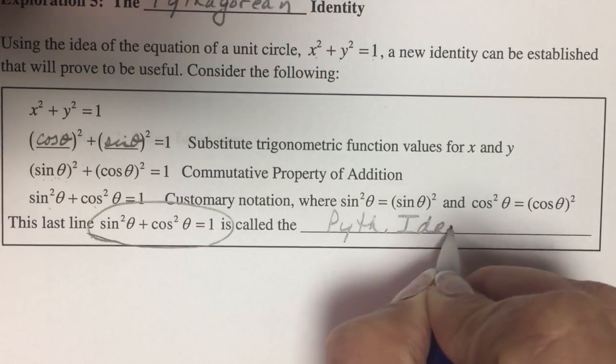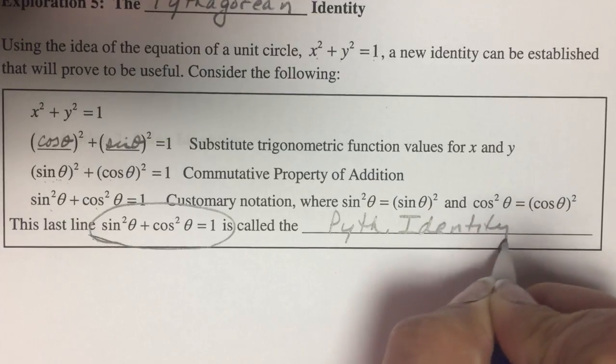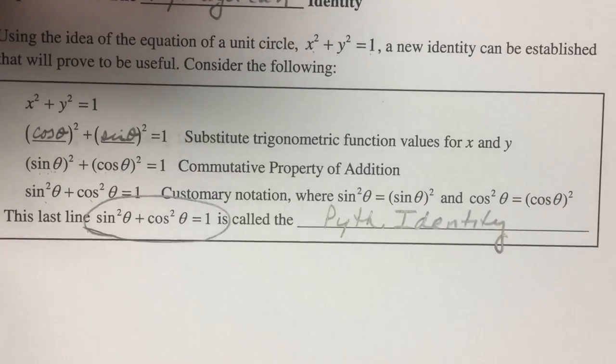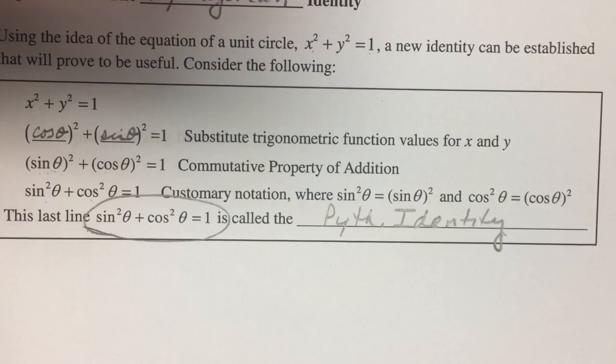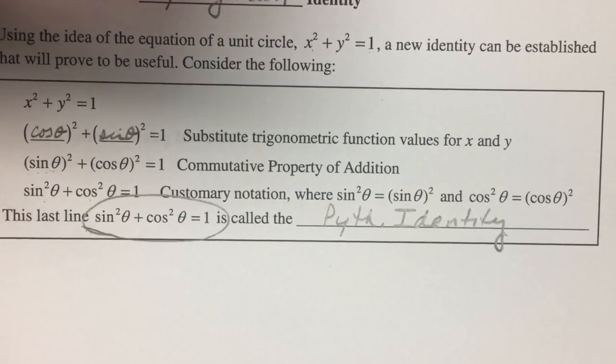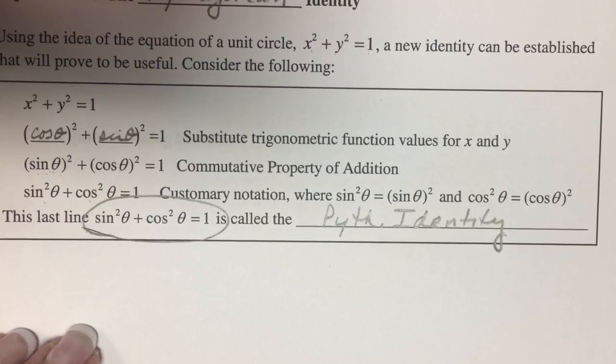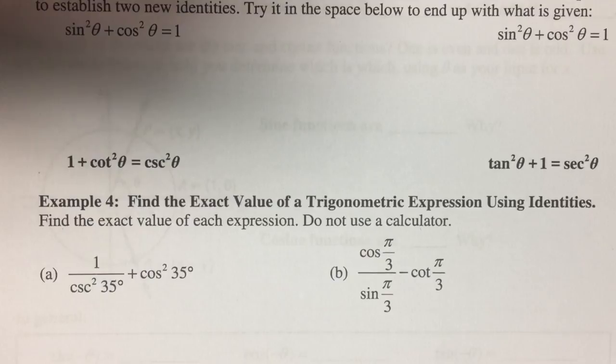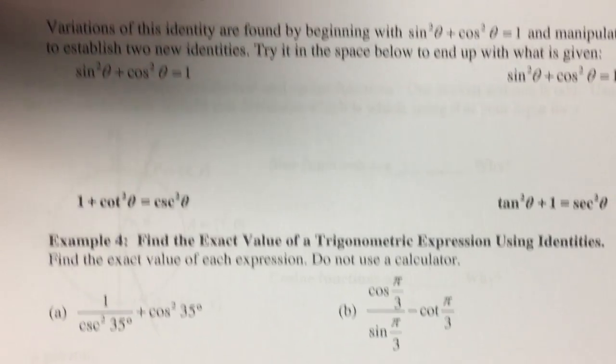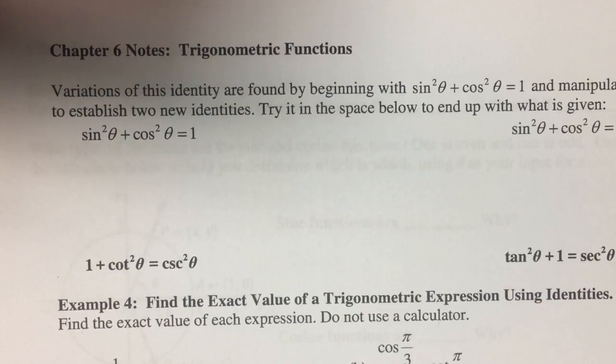Kind of like the granddaddy of all of them. It's the one that we use a lot. Now, there are a couple of variations that we can also come up with from that Pythagorean identity. Sine squared theta plus cosine squared theta equals 1. And we're going to look at those on this page. So here are the variations.